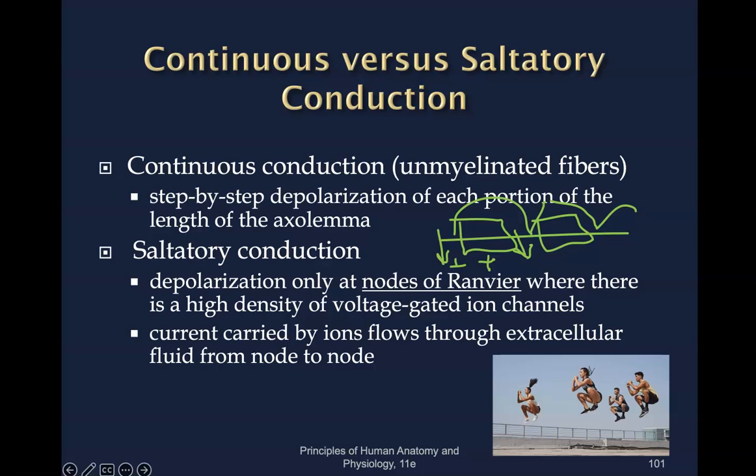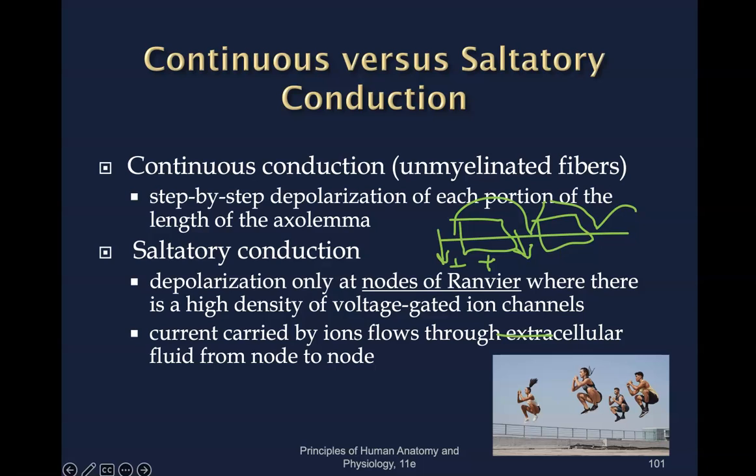Okay. So again, this is because there's a really high density of those voltage-gated ion channels in each of the nodes of Ranvier. Okay, and the current is carried by ions that are flowing through that intracellular fluid from node to node. So again, it says extracellular fluid. This is actually supposed to be intracellular. I'm sorry, I don't know how that got in there.